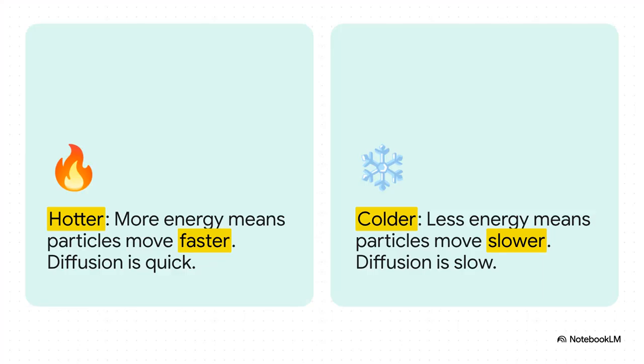First up, temperature. This one's easy because we already know the rule. Hotter means more energy. More energy means the particles are moving around way faster. And if they're moving faster, they're going to spread out and diffuse much more quickly. It's exactly why you can smell a hot, simmering stew from the other room, but you'd have to stick your nose right in the bowl to smell it once it's cold.